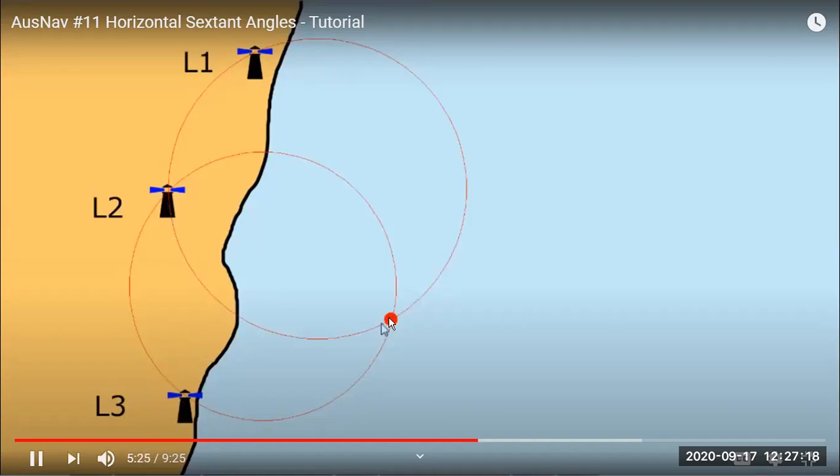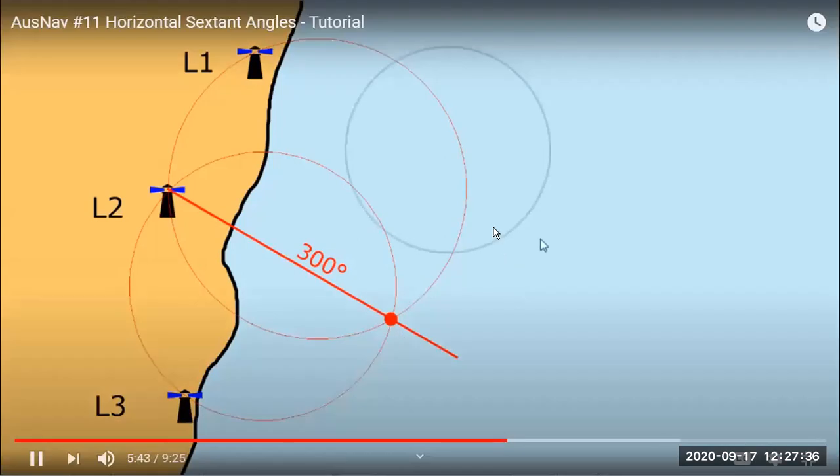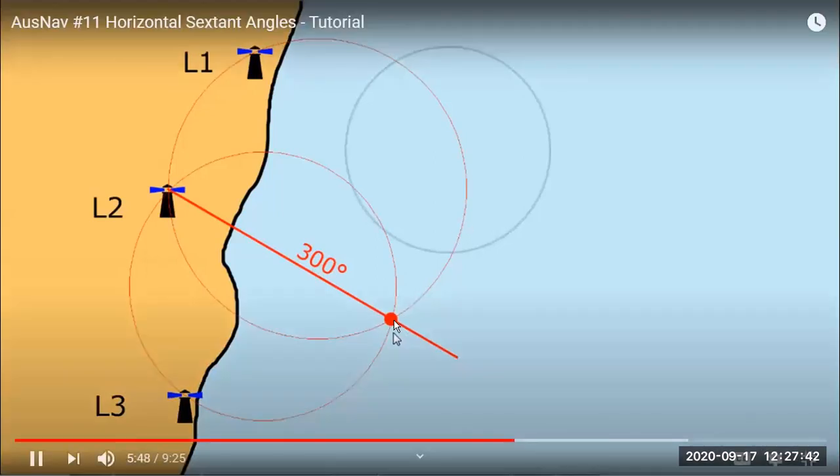If you want to verify, you can measure the different bearings from here. You take the bearing of lighthouse 2, lighthouse 1 and lighthouse 3, and you measure the angles and you will get the same angles. So actually our position is here.